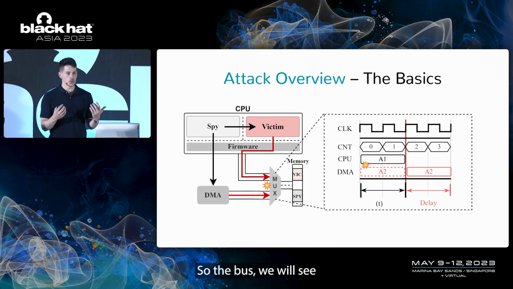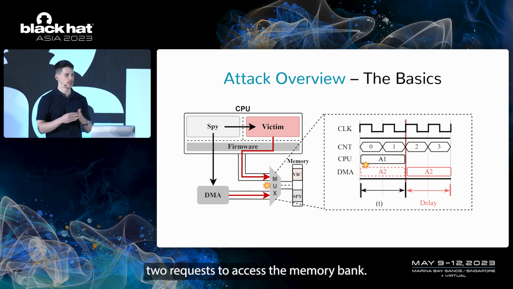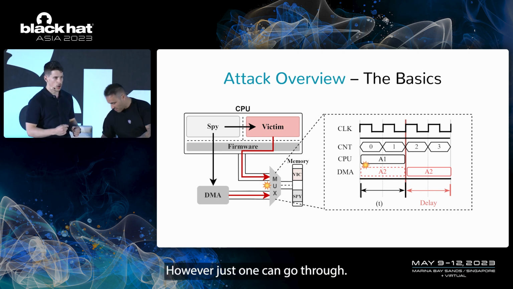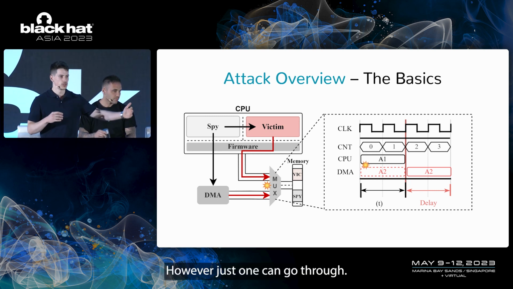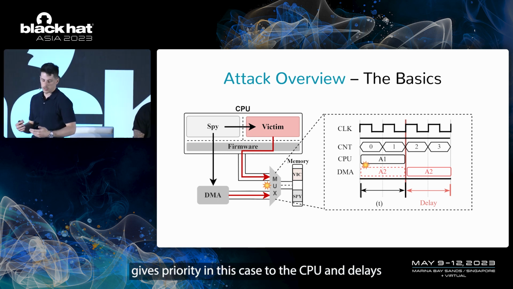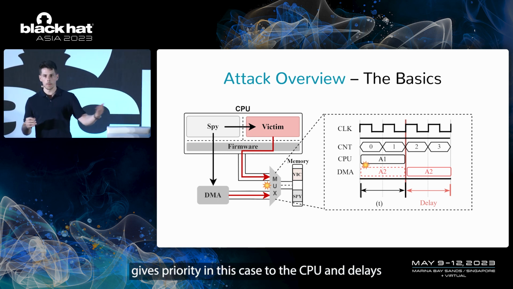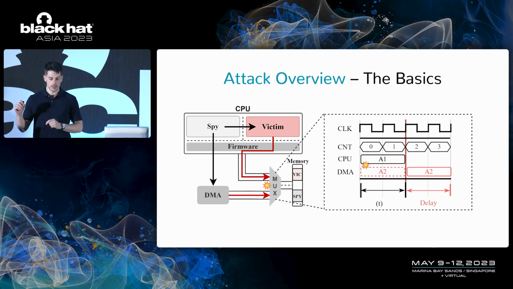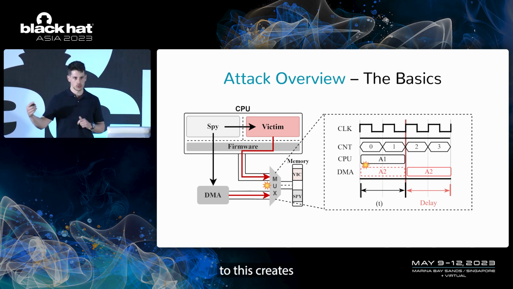The bus will see 2 requests to access the memory bank. However, just one can go through. So the arbitration logic of the bus gives priority, in this case, to the CPU, and delays the DMA access.